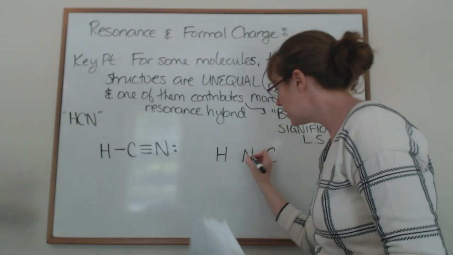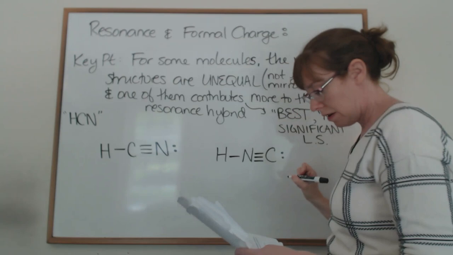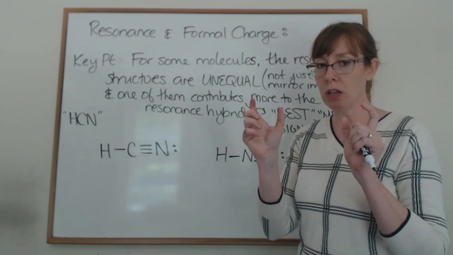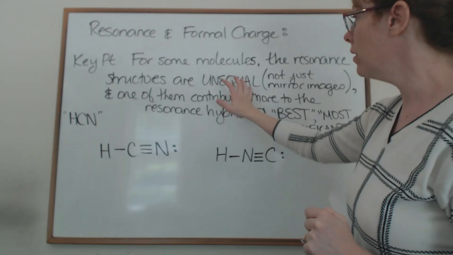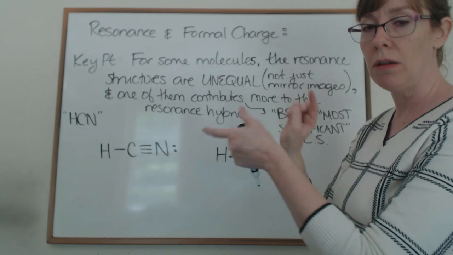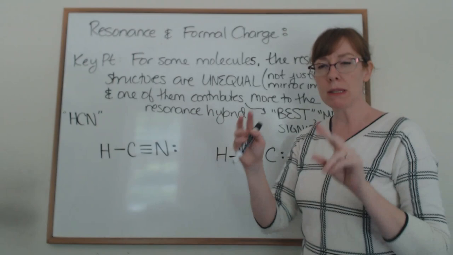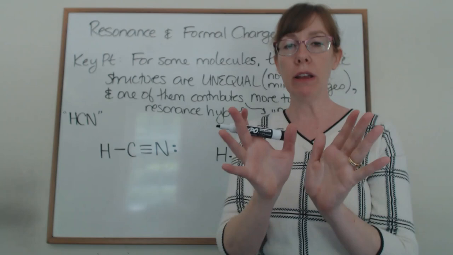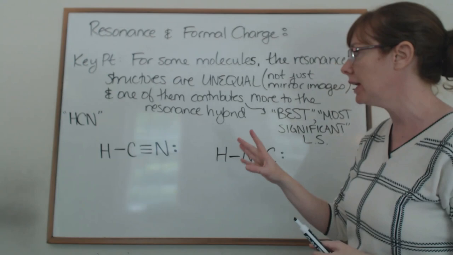And with this one, you don't just have a mirror image, you truly have a different arrangement of the atoms. It's not just a mirror image. So they're not equal Lewis structures in that sense. They're considered unequal. So what I'm telling you is that one of them is more true to the true molecule. It more accurately represents what that molecule looks like. If you could see it with a microscope, it more accurately represents it.